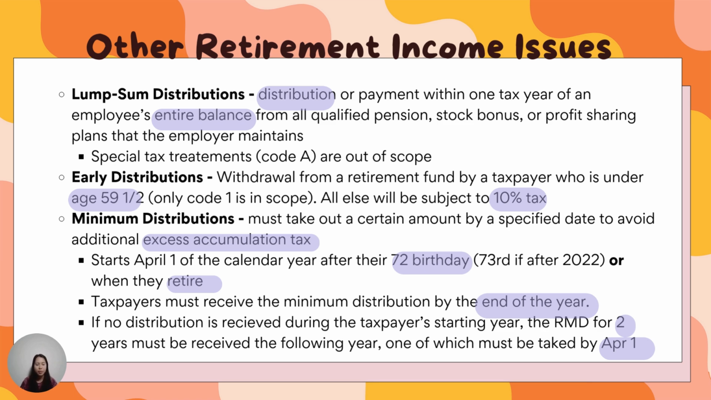Taxpayers must receive the minimum distribution by the end of the year, so December 31st, the end of the tax year. If no distribution is received during the taxpayer's starting year, meaning they didn't begin to take out the required minimum distribution by the end of the year, then the required minimum distribution for 2 years must be received the following year. They would have to take double the amount the second year, and one distribution must be taken by April 1st. The other can be taken anywhere from the start of the year to December 31st.